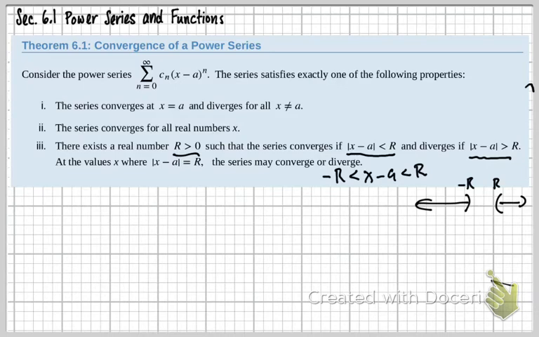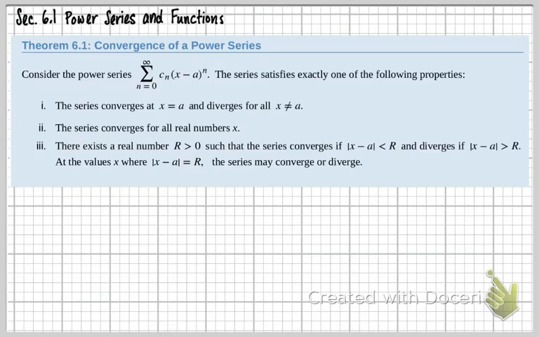And then at the value of x, where the absolute value of x minus a is equal to r, the series may converge or diverge. And that's going to be where we're going to have some of our issues, is we're going to have to understand that when it's equal, we don't know if it's going to converge or diverge. We have to check for that because it may do either. And we want to be more precise on those intervals, and that's what we're going to get into when we get into these problems.